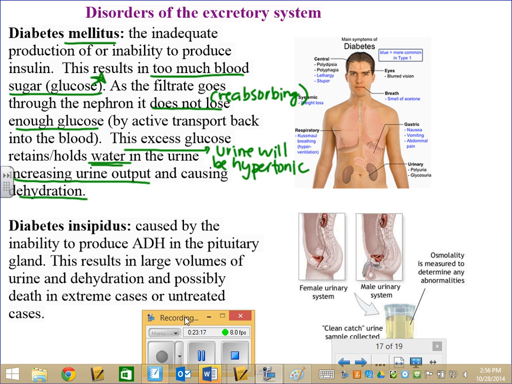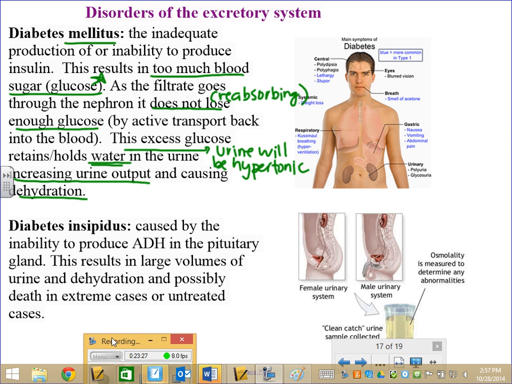So actually, one of the tests that would be performed to determine or to screen someone for diabetes is urine output and urine volume. Now, diabetes insipidus, which is another type of diabetes, is not to do with insulin and glucagon like you would think. It is caused by the inability to produce ADH. So this is specifically related to water balance. In this particular type of diabetes, you have large volumes of urine.